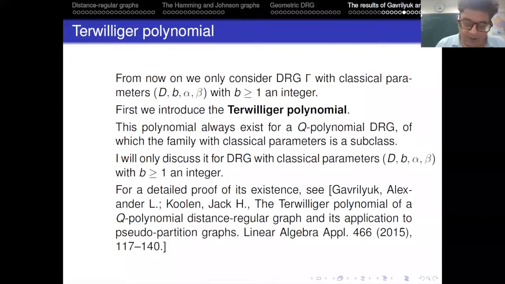For a detailed proof of its existence, there is a sketch of proof in the lecture notes by Terwilliger as edited by Hiroshi Suzuki, but it is not exactly complete. So with Gavrilyuk, we found a detailed proof. It is in the paper, The Terwilliger polynomial of a Q-polynomial distance-regular graph and its application to pseudo-partition graphs, published in Linear Algebra and its Applications in 2015.